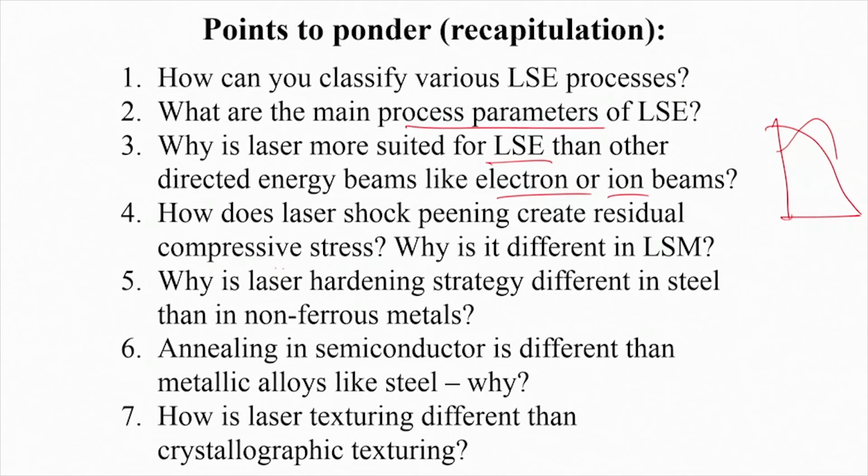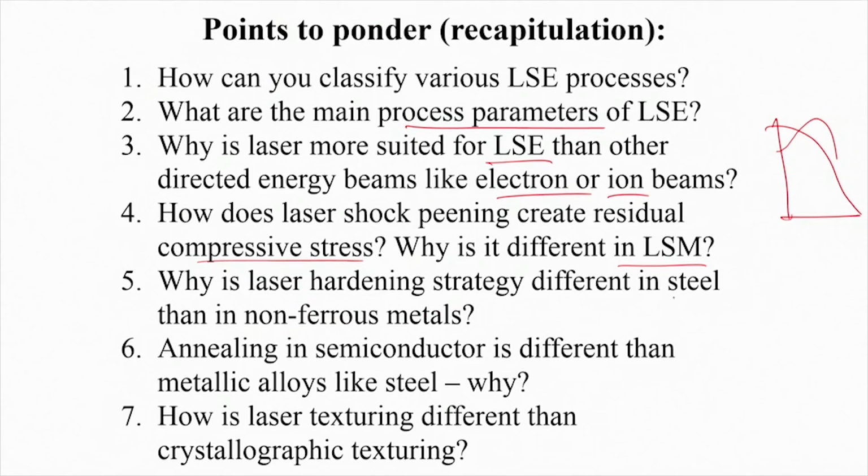Shock peening creates compressive stress because you deform a very, very thin layer locally from the surface and increase the dislocation density. But this effect is different from what happens in surface melting, because in surface melting you create residual tensile stress because of the tendency for contraction during solidification. We'll discuss that again in the next lecture.